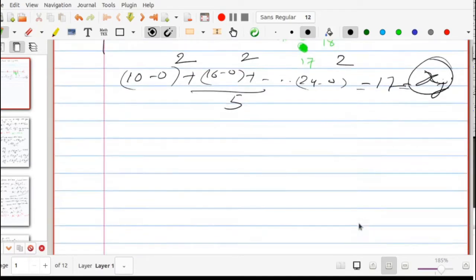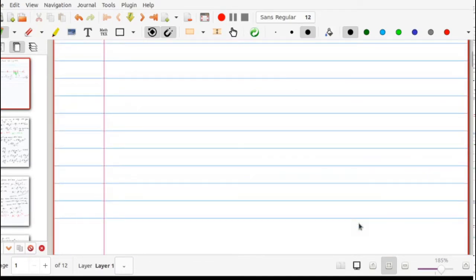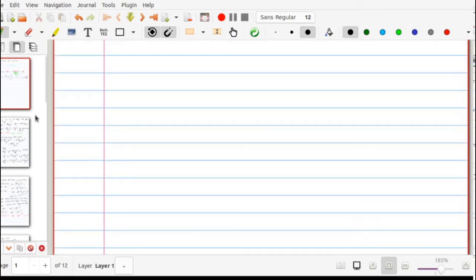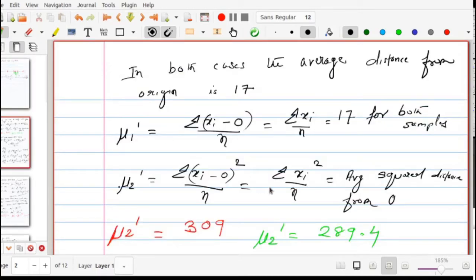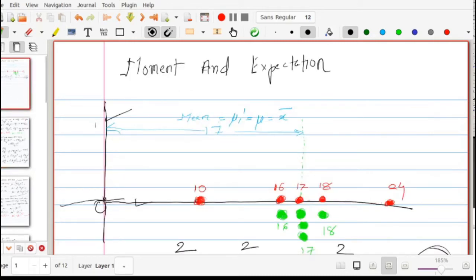Well, let's come to this sample. So in both cases, the average distance from origin, as we have seen for the red ball and the green ball, is 17, and this is what we discussed as the moment of the first order about the origin. So here we are considering the reference point as the origin. So we are calculating the deviation from the origin. So we call it moment about the origin.